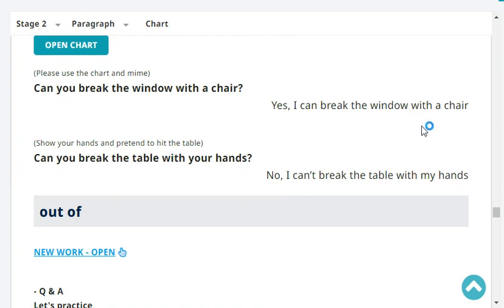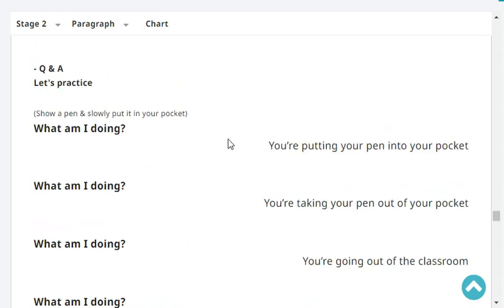Very good. Can you break the table with your hand? No, I can't break the table with my hand. Very good. And that's the end of our revision. Let's have a new word. Very good.